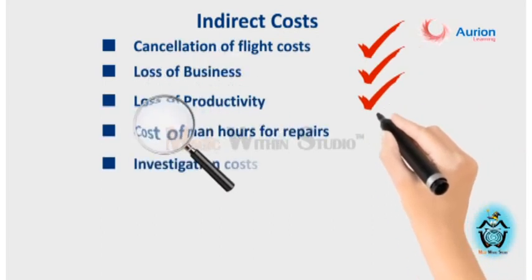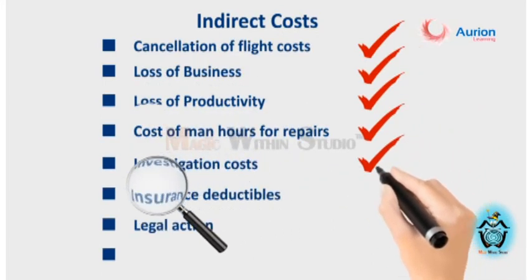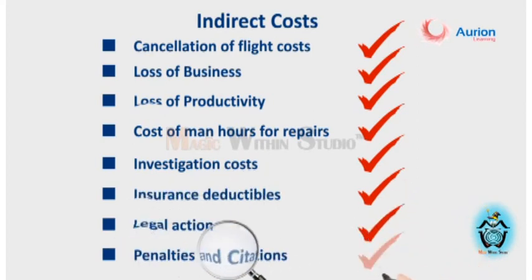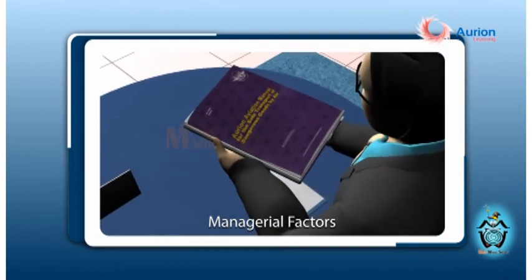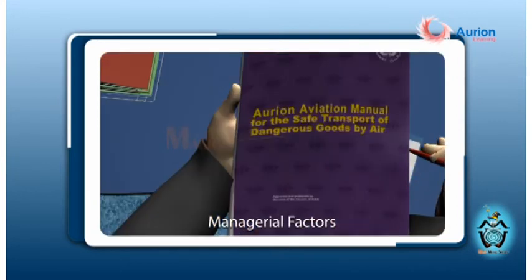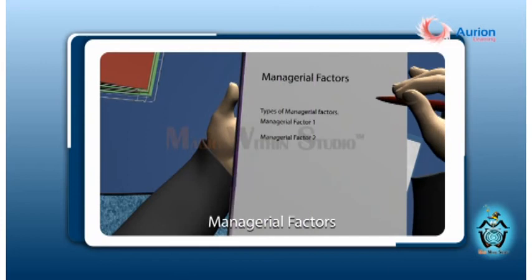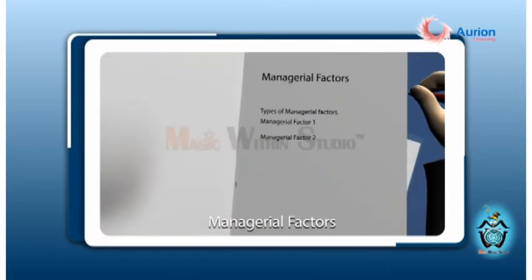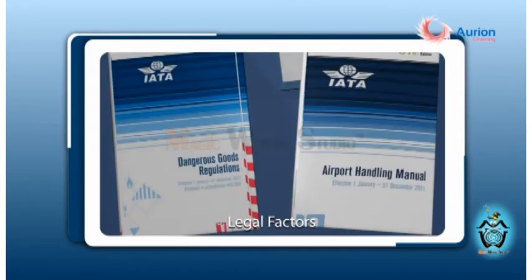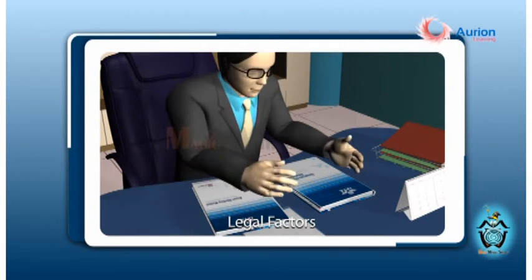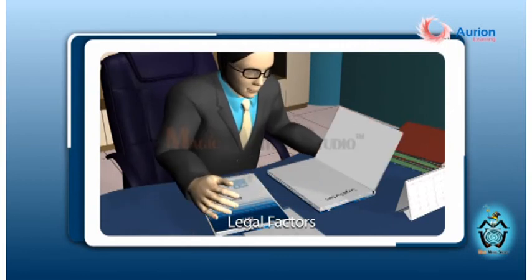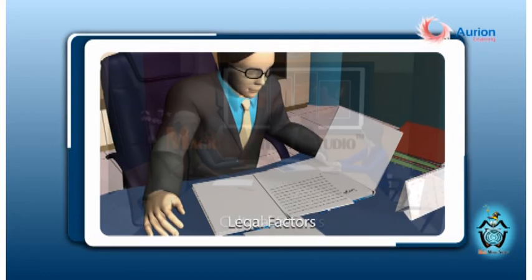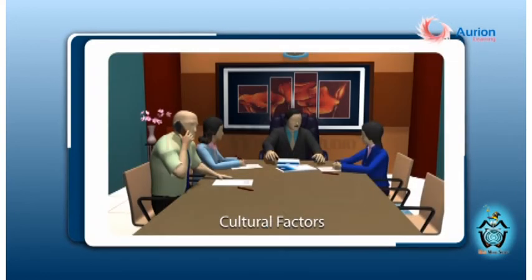Apart from the monetary factors, there are several subjective factors that also come into play while making the cost-benefit analysis. That is right, Professor. The first is the managerial factor. Is the safety risk consistent with the organization's safety policy and objectives? Legal factor. Is the safety risk in conformance with current regulatory standards and enforcement capabilities? Cultural factor. How will the organization's personnel and other stakeholders view the safety risk?